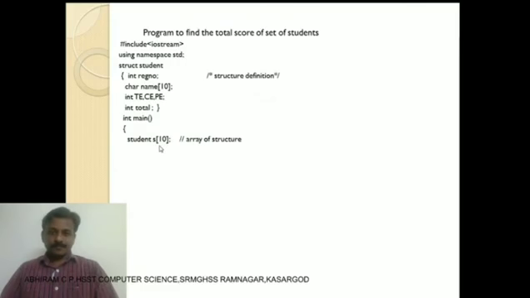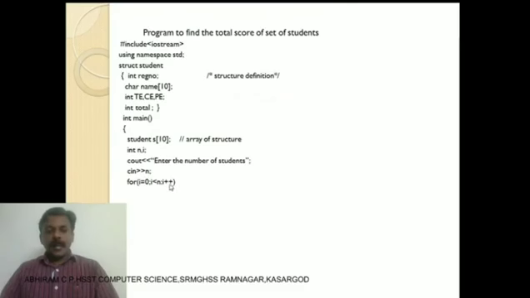Program to find the total score of a set of students. Struct student, int register number, char name, int TE, CE, PE, int total. The same structure definition. In the main function, student s of 10. See the difference here? Here an array of structures is used. Int n, i. Enter the number of students. Cin n.